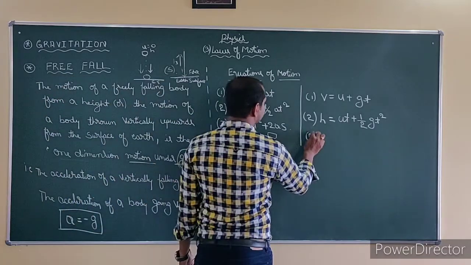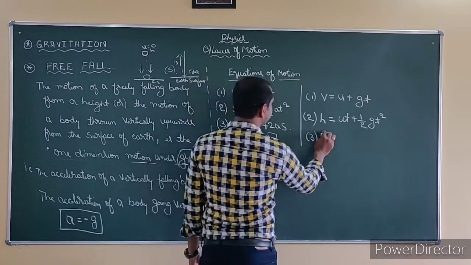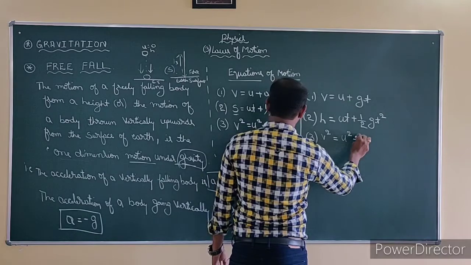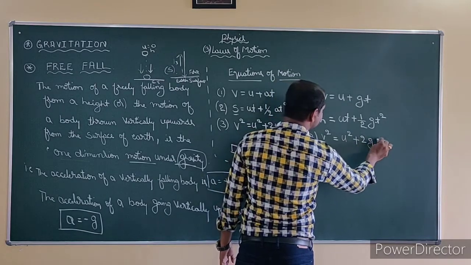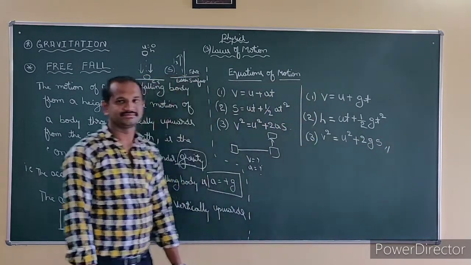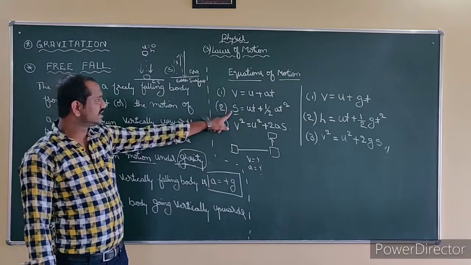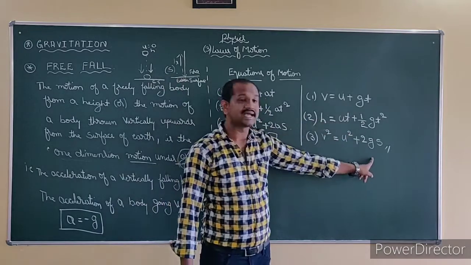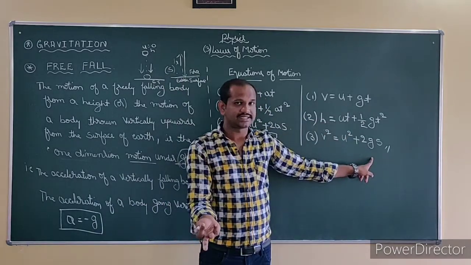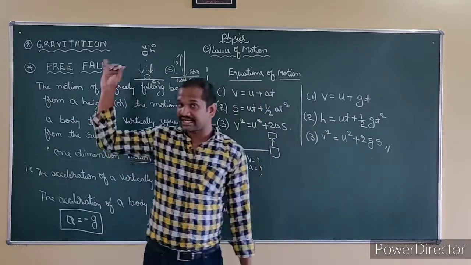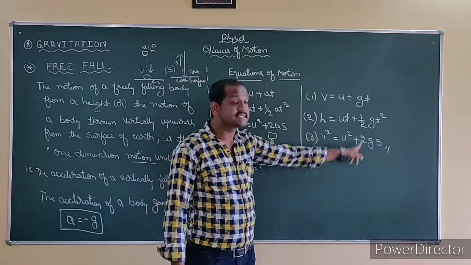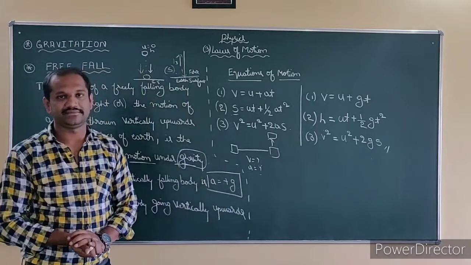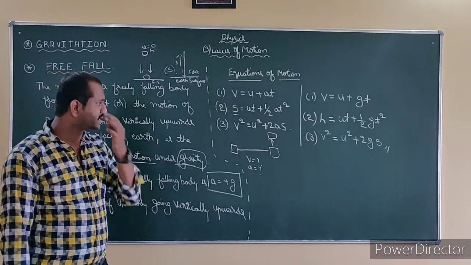Then what will be the last one? The last one will be v square = u square + 2gh. Understand? The only change is that wherever there is displacement there is height, and wherever there is acceleration there is acceleration due to gravity. In the case of free fall and gravitation, we consider these three as the equations of motion under free fall gravity. I hope we have understood now.